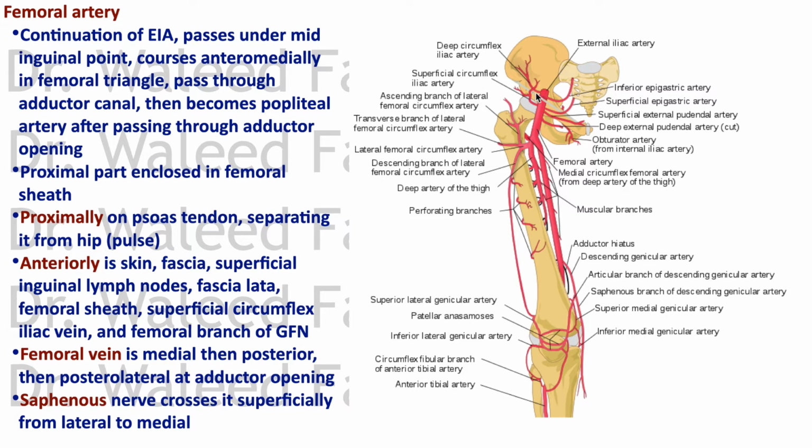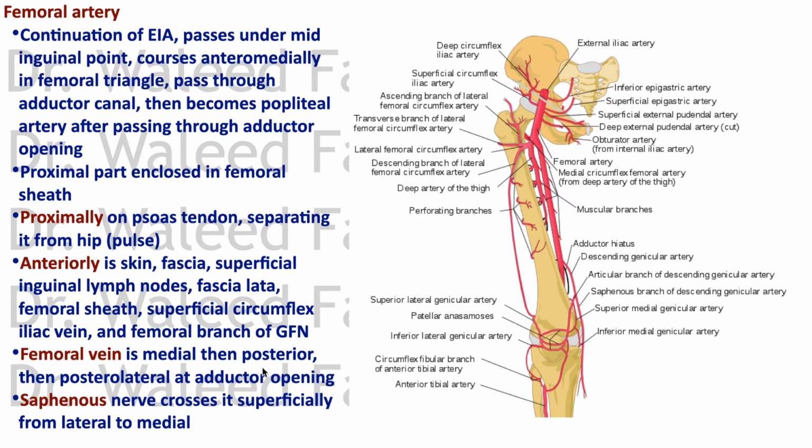The proximal part is enclosed in the lateral compartment of the femoral sheath, and proximally it lies on the psoas tendon, separating it from the hip joint. Anteriorly, you will find the skin, fascia, superficial inguinal lymph nodes, fascia lata of the thigh, femoral sheath, superficial circumflex iliac vein crossing the artery, and the femoral branch of the genitofemoral nerve, superficial to, or anterior to, the artery.